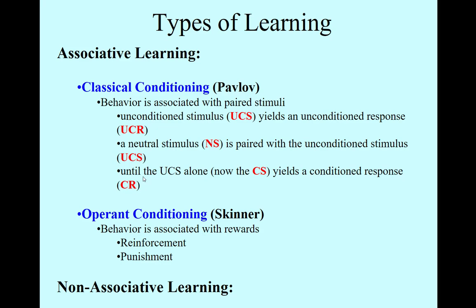But the learning is that now when you remove the food and just have the bell, okay, this neutral stimulus becomes a conditioned stimulus. So now the conditioned stimulus will yield all by itself the conditioned response, salivation. So the UCR becomes the CR, but they're actually the same thing, salivation. And the bell, the neutral stimulus, and the conditioned stimulus are the same thing. It's still the bell. But now the bell alone creates the salivation. Bell, salivation. Okay? So that's one type of associative learning.